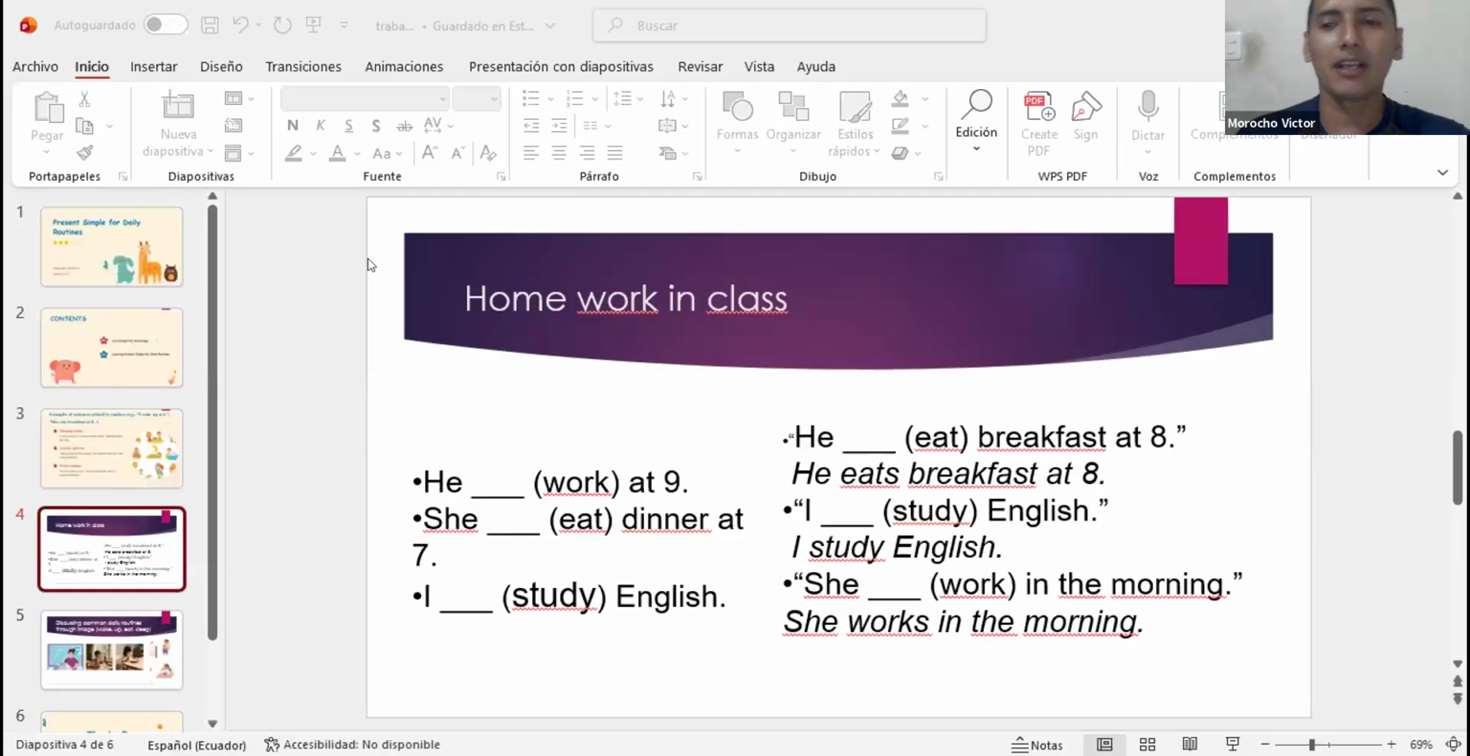Homework in class. For example, he works at 9 o'clock. She eats dinner at 7. For example, he studies. He eats breakfast.